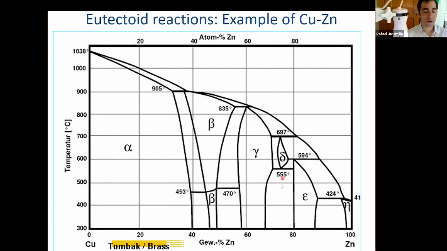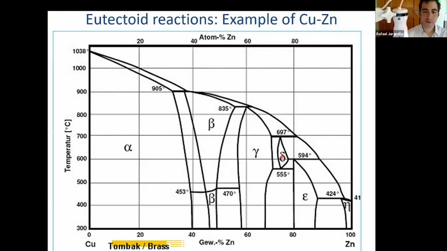What two phases coexist in this region now, below 555 degrees? Samuel, are you willing to? Gamma and epsilon. Gamma and epsilon, right. So see how we're reading this phase diagram? The single phase regions are labeled alpha, beta, gamma, delta, epsilon, eta. And the unlabeled regions you infer are two-phase regions. So when I cool down from the one-phase delta, I go into a two-phase region, gamma and epsilon. Fantastic, thank you.